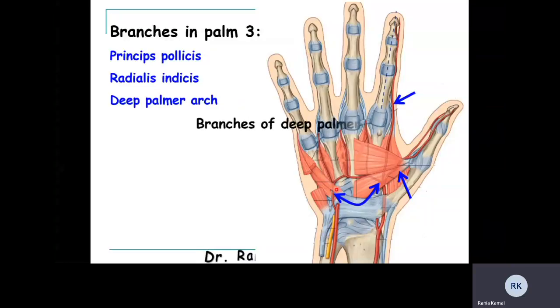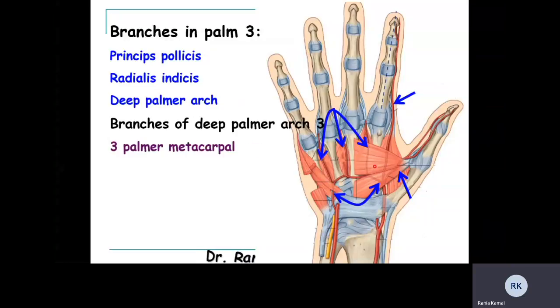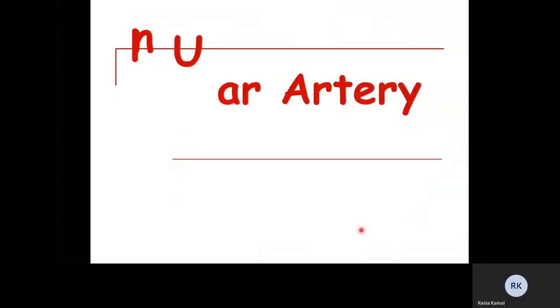Then this deep palmar arch gives three branches: three palmar metacarpal arteries, three perforating arteries which communicate with the dorsal metacarpal arteries, and one recurrent branch which ascends upward to share in the formation of the palmar carpal arch.